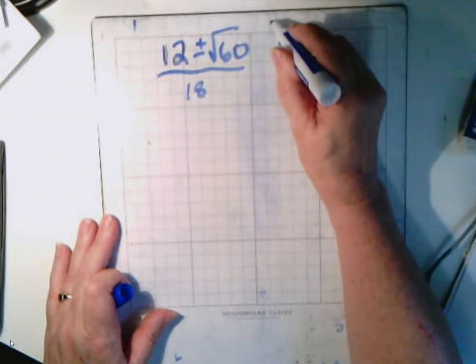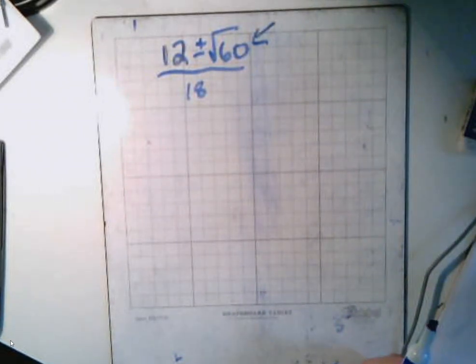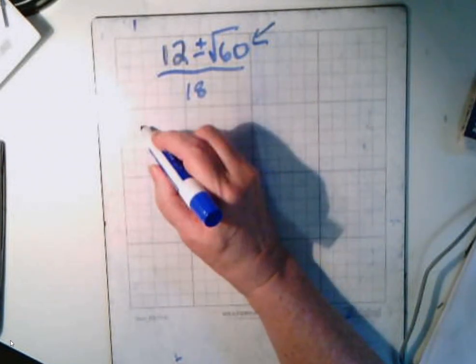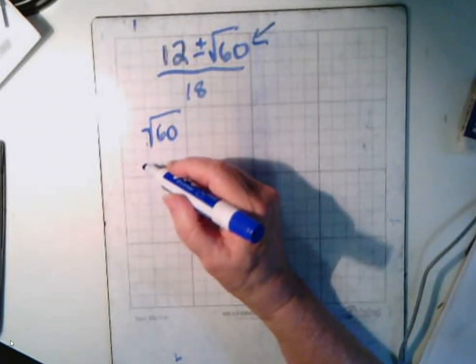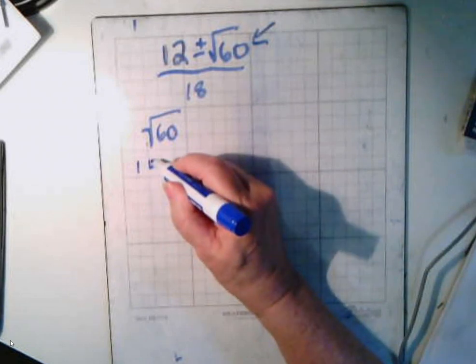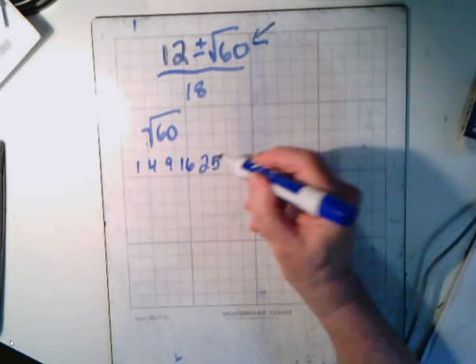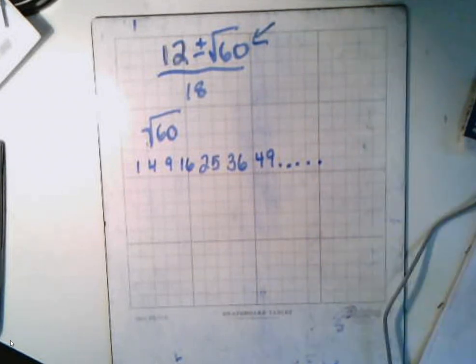Well, the first thing we want to think about is we have to simplify that radical. So let's first talk about how we simplify radicals. There are two different ways you can simplify radicals, and I suggest if you're a little uncomfortable with simplifying radicals, practice both and see which one you like better. One way is to take the square root of 60 and think of all your perfect squares, like 1 squared is 1, 2 squared is 4, 3 squared is 9, 4 squared is 16, 5 squared is 25, 6 squared is 36, 7 squared is 49, and so on and so forth.